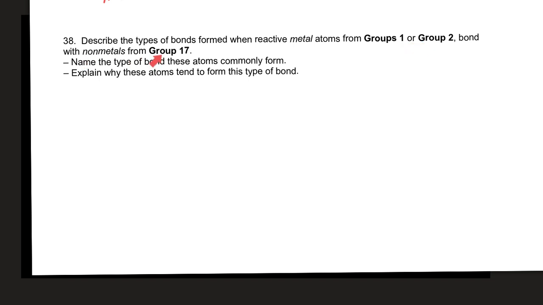So let's just bring a list of elements in group 17 and then put them over here on the side so we have some reference. And then we're going to name the type of bond that these atoms commonly form and explain why these atoms tend to form this type of bond. So I'll give you a little bit of a clue. The reason has a lot to do with the electronegativity. So we're going to have to look at some electronegativity values. That'll probably be the easiest.